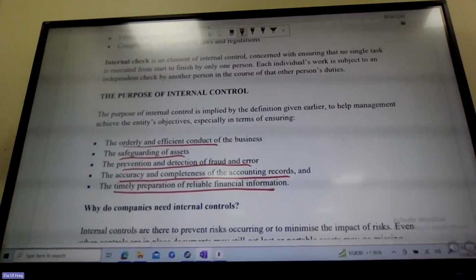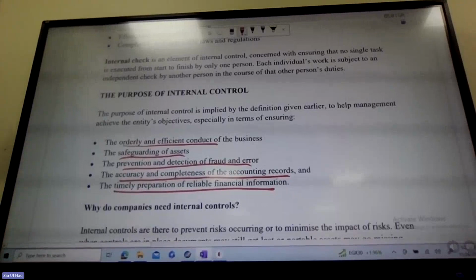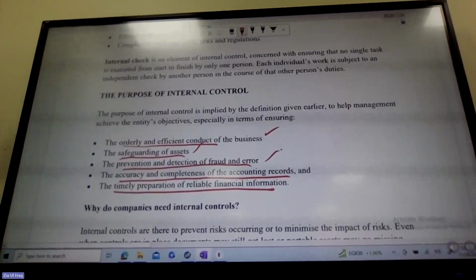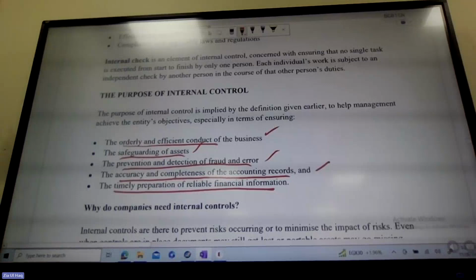So these are the purposes of an internal control system. I mean, why should an organization implement an internal control system? To conduct business operations efficiently and effectively, to safeguard the assets of the business, to prevent and detect fraud and errors, to produce complete and accurate accounting records, and to produce reliable and timely financial statements.